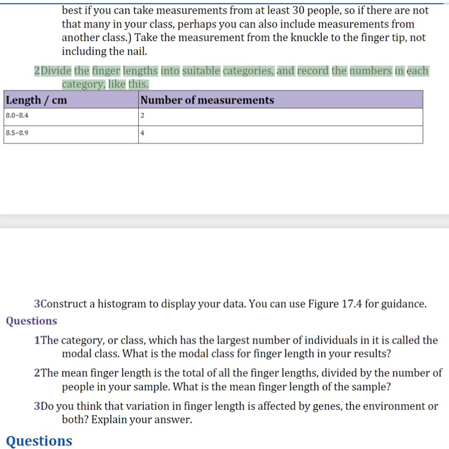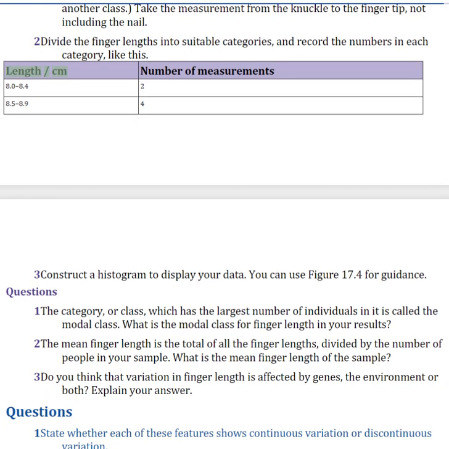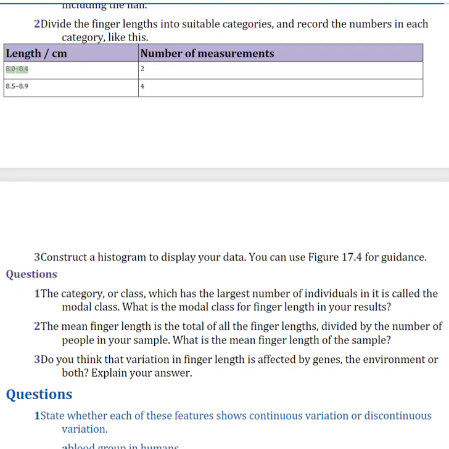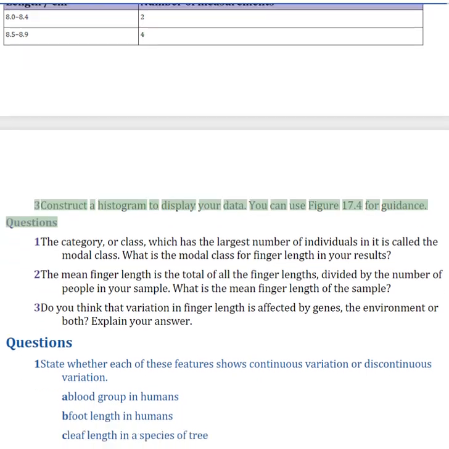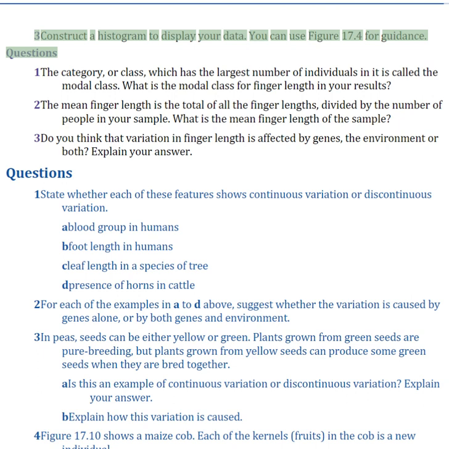2. Divide the finger lengths into suitable categories and record the numbers in each category, like this. Length in cm, number of measurements: 8.0 to 8.4, 8.5 to 8.9. 3. Construct a histogram to display your data. You can use Figure 17.4 for guidance.